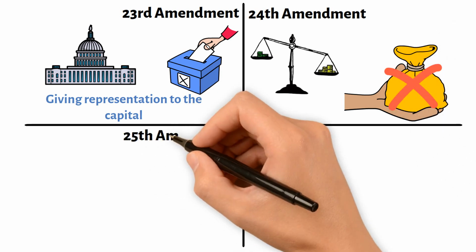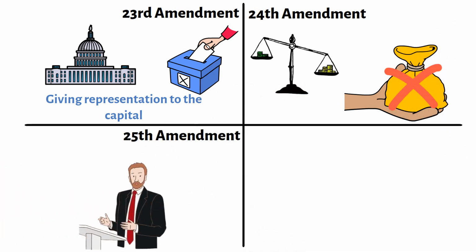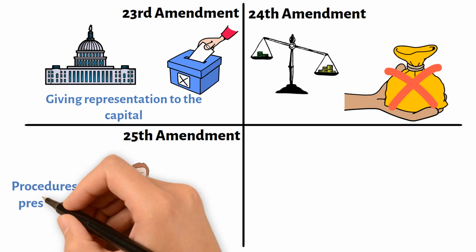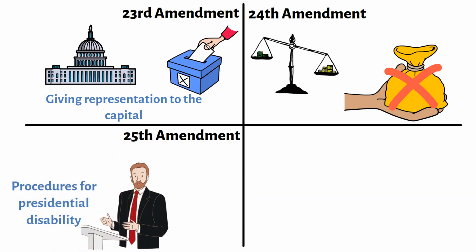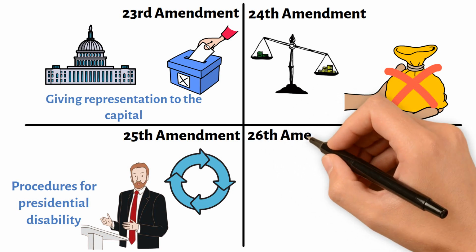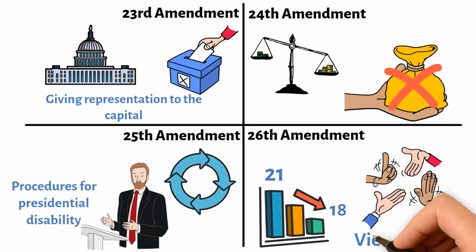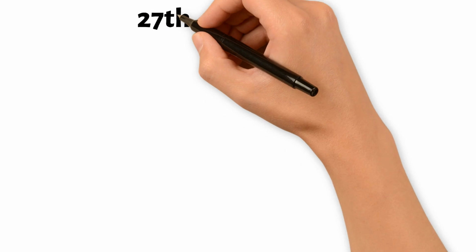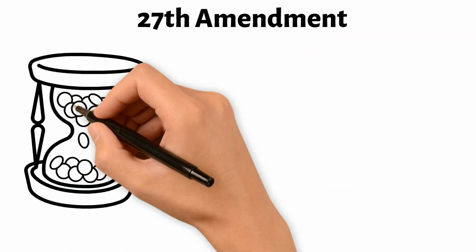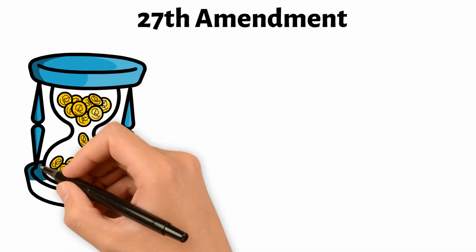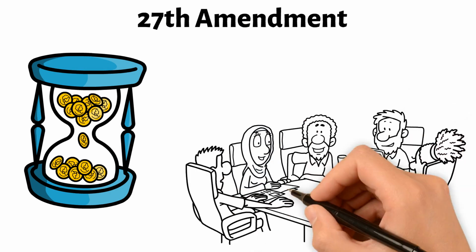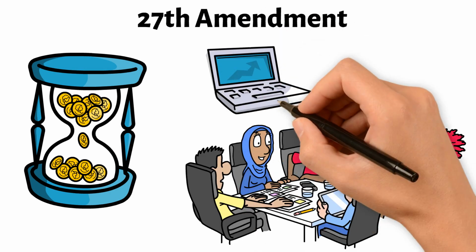25th Amendment establishes the presidential line of succession and procedures for presidential disability, ensuring continuity in leadership. 26th Amendment lowers the voting age from 21 to 18, largely in response to debates during the Vietnam War. 27th Amendment delays congressional pay raises until after the next election, ensuring that members of Congress can't vote for immediate salary increases.